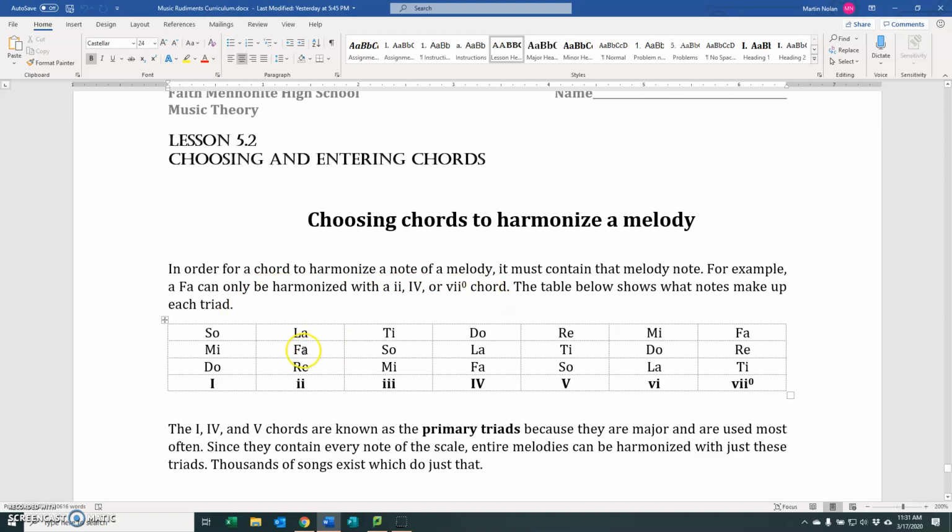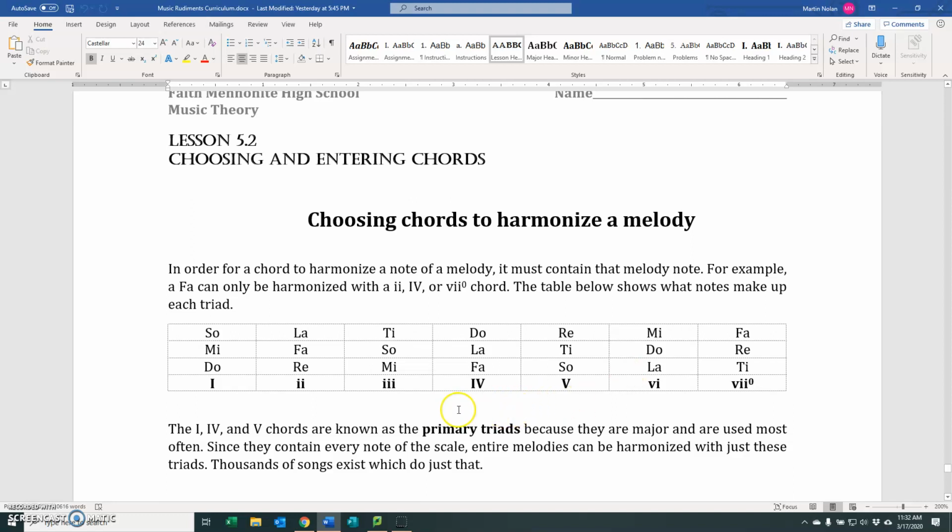Here's the fa in the 2 chord, here's the fa in the 4 chord, and here's the fa in the 7 chord. If you tried to harmonize it with a 6 chord, it would create a very dissonant sound, because particularly the mi and the fa being a half step apart would create a clashing sound.